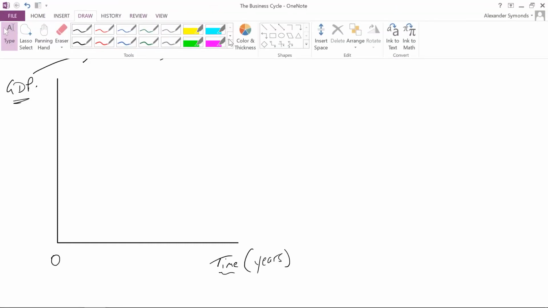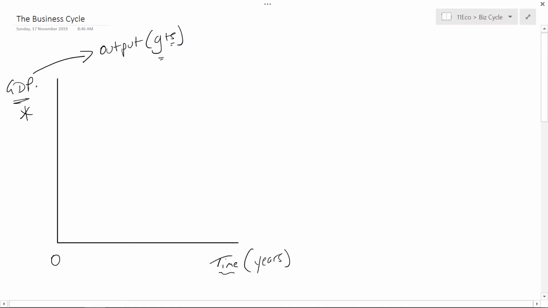So let's get our pen together. So on this side, we've got GDP, gross domestic product. Now I'm not going to go into too much detail here. Just for our purposes at this stage, you can think, okay, GDP, this is about the amount of output that an economy produces. So the amount of goods, G, plus S, services that an economy produces. So, okay, we've got GDP on that side, and on this side, we're talking about time. We're sort of looking at years.